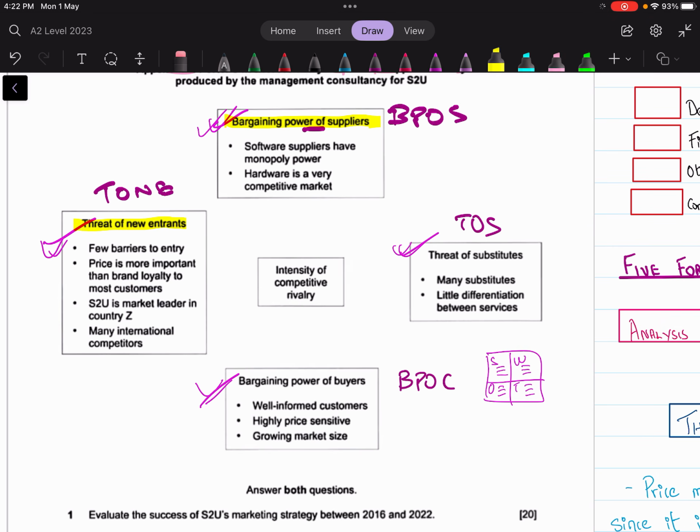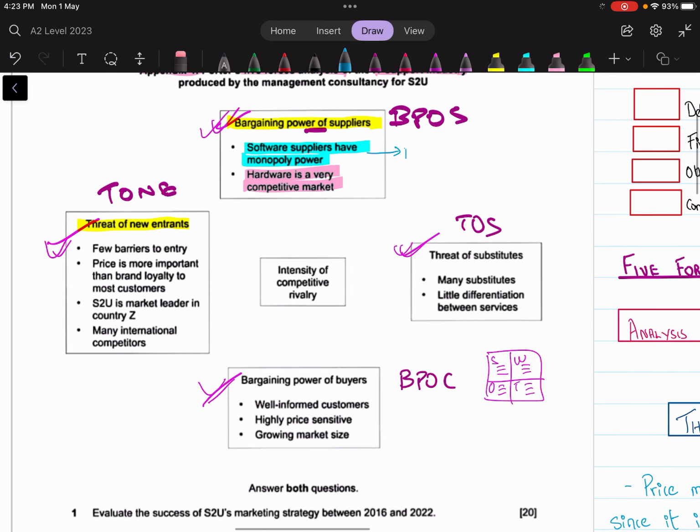And if you focus, bargaining power of suppliers tells you something that we have already discussed before, that software suppliers have monopoly power, whereas on the other hand, hardware is a competitive market, and these both businesses are basically our suppliers as well. So when it comes to software, the bargaining power of suppliers is high, which means that the price of raw materials, or in this case the price of software, will be high as well. So indicating that cost would be high and STU might have little profits.